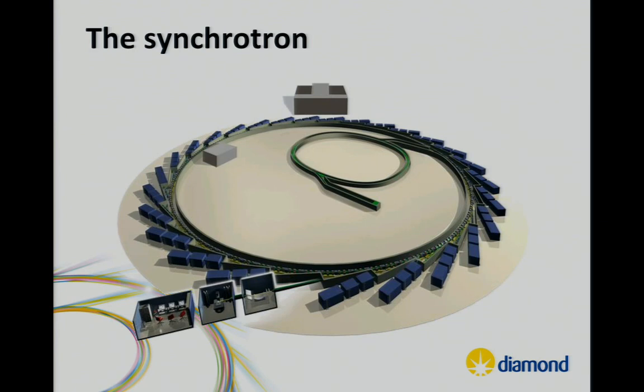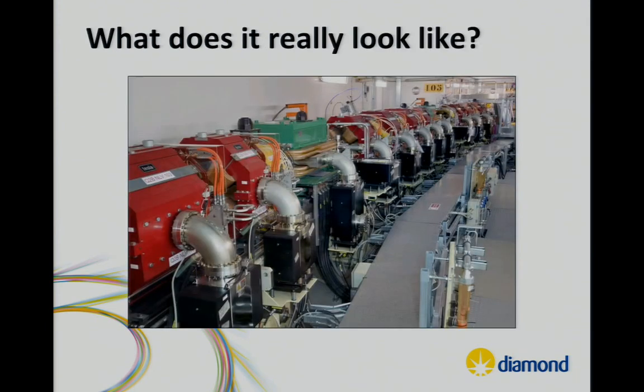they're then filtered and focused in these arrays of hutches. There's often an optics hutch, which controls the beam, and then there's an experimental hutch where you do things with the X-rays, and then there's a control cabin where scientists sit with computers to actually run the whole thing.